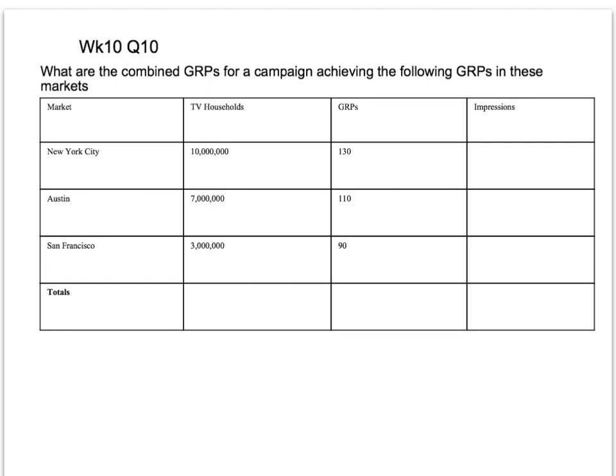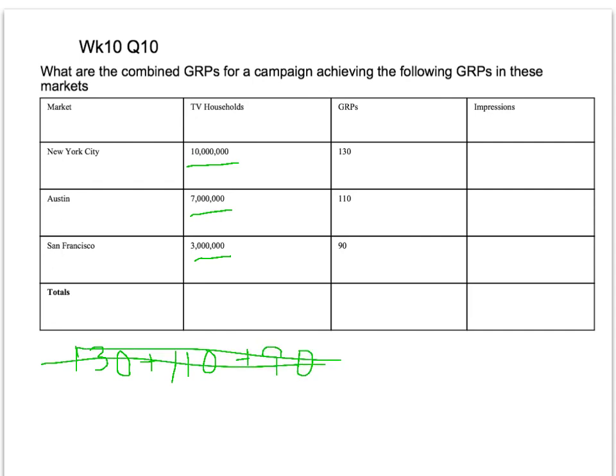Week 10, question number 10 asks you to combine the GRPs for a campaign that achieved the following GRPs in different geographic regions. What you need to remember here is that because the bases are different, we're dealing with different TV households, your populations are not the same, you cannot simply take your GRPs and add them together.